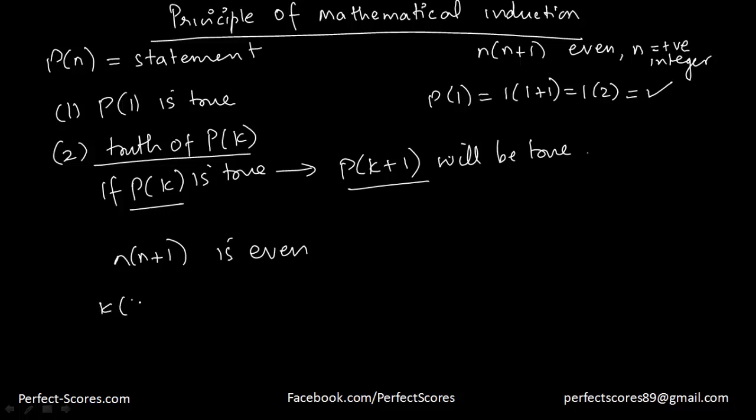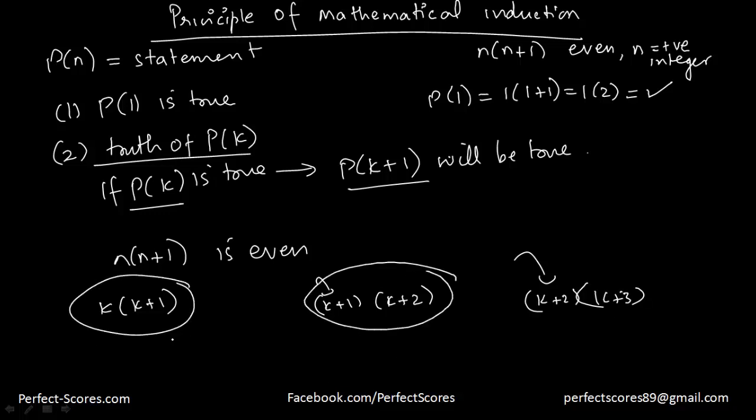If this is actually true for k and k plus 1, this will also be true for k plus 1, if you substitute, and k plus 2. This will also be true for k plus 2 and k plus 3. So that is what the principle of mathematical induction is, that if it's true for this and if it's true for this, it is going to be a valid statement, right? So if it's true for this and it's true for this, it's going to be a valid statement.